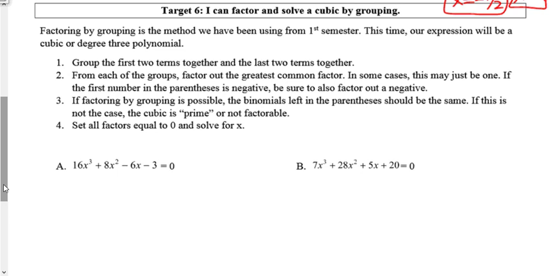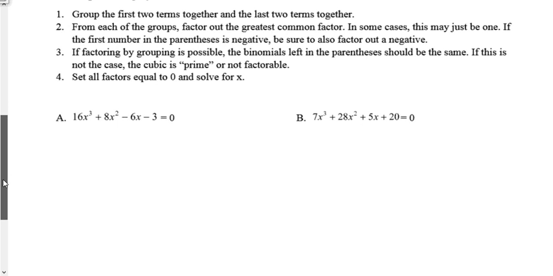The first step is to group the first two terms together and the last two terms. The second step, from those groups, factor out the greatest common factor, or GCF. In some cases, it may just be 1. If the first number in the parentheses is negative, be sure to also factor out a negative. Step 3: if factoring by grouping is possible, the binomials left in the parentheses should be the same, which we know. That's where I did the little green check marks. And if this is not the case, the cubic is prime or not factorable. And then the fourth step is to just solve, set them equal to 0 and solve for x.